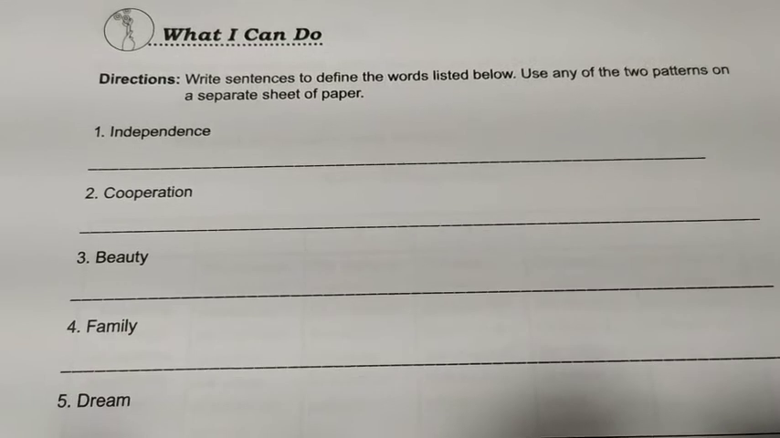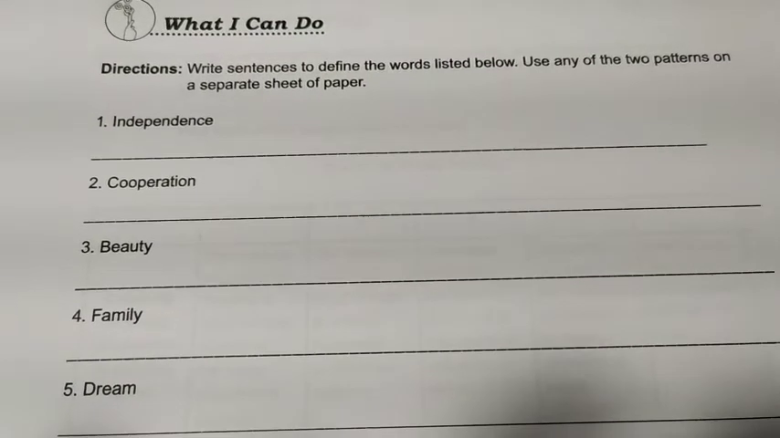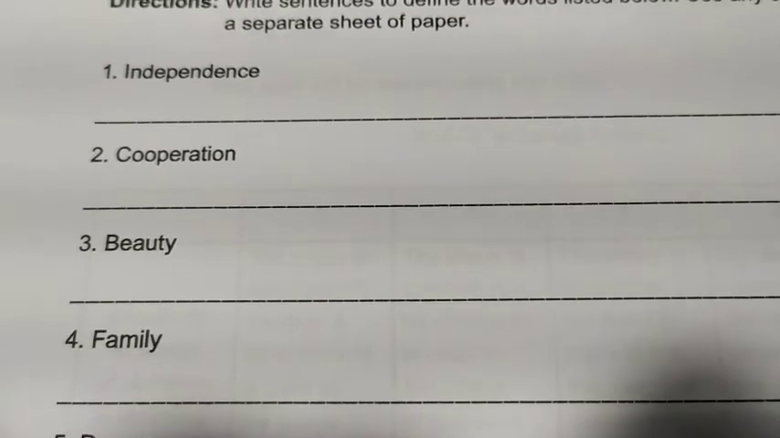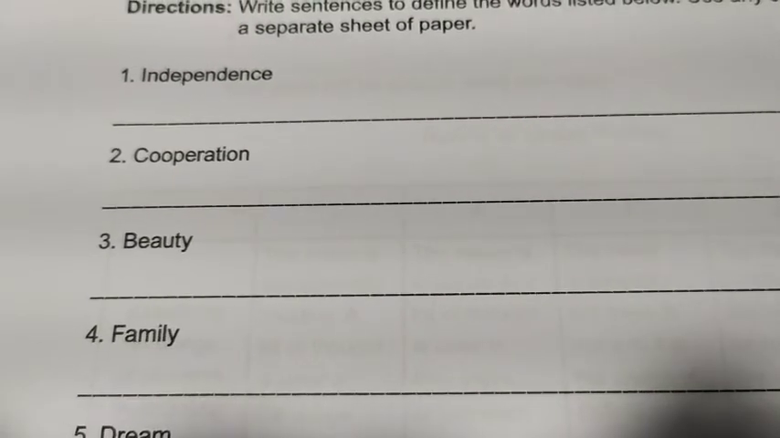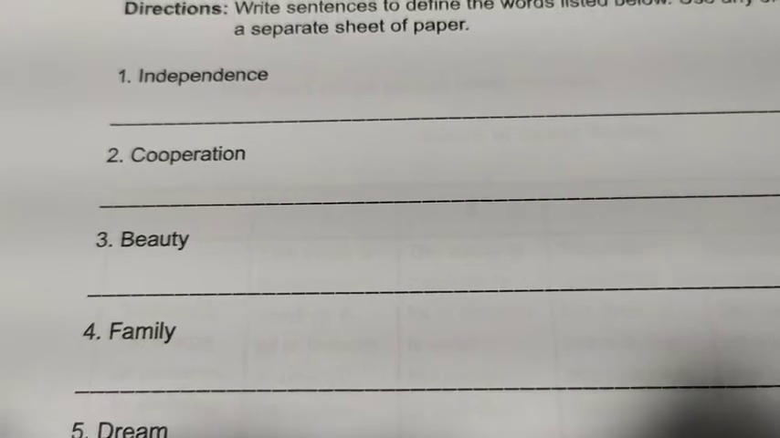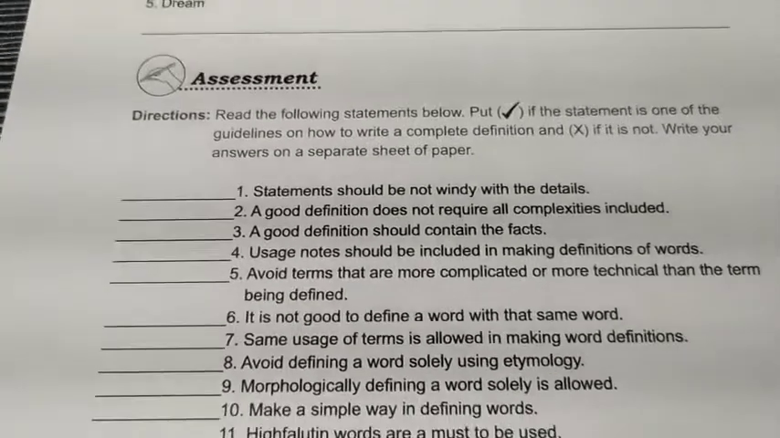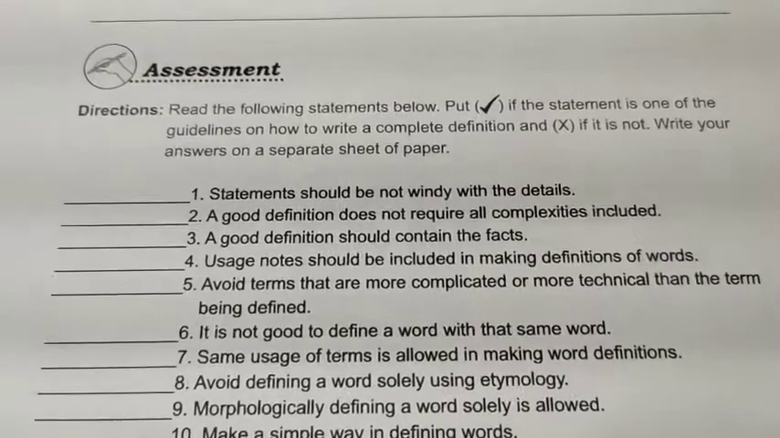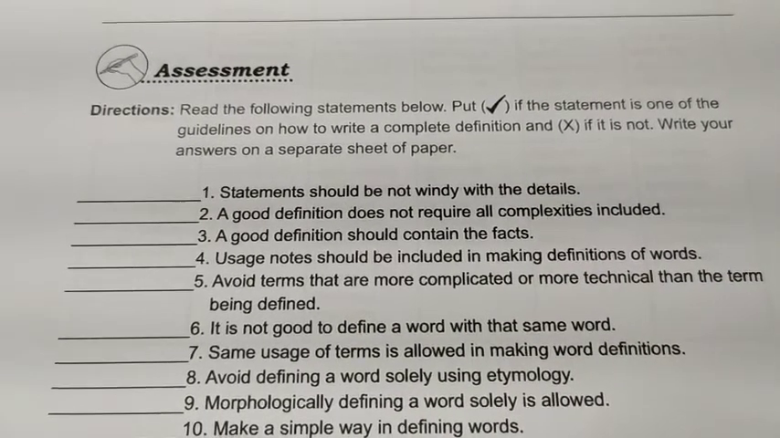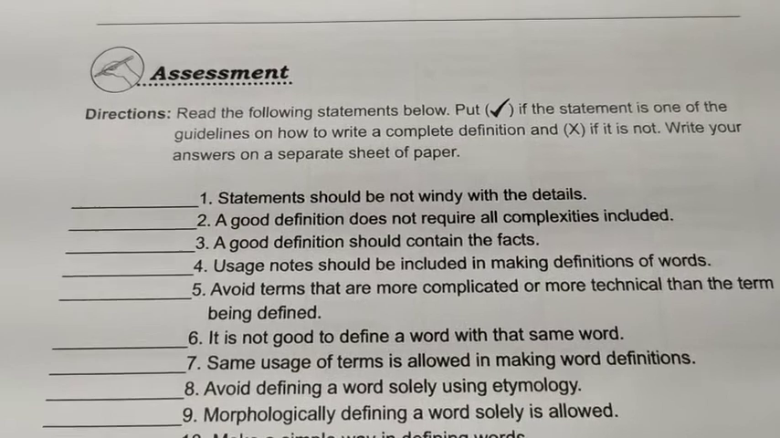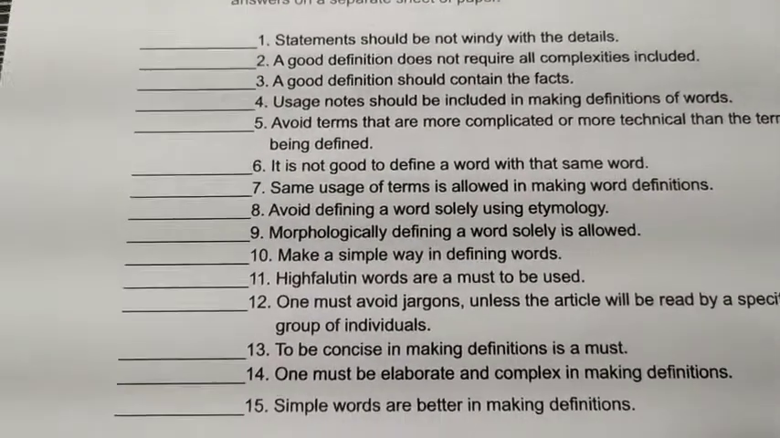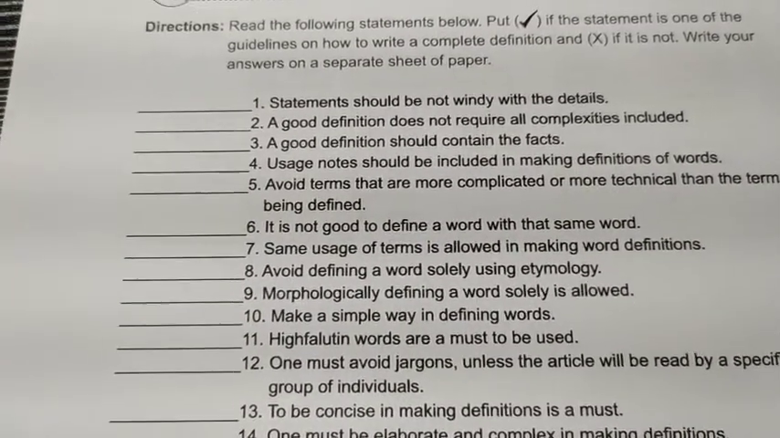Write sentences to define the words listed below. Use any of the 2 patterns on a separate sheet of paper. So you will just define them using either pattern 1 or pattern 2, as long as you follow one of the patterns that we have discussed. Then assessment: put a check mark if the statement is one of the guidelines on how to write a complete definition, then X if it's not. So based on what we have discussed, you will identify if it is true or not by putting a check mark or a cross mark.